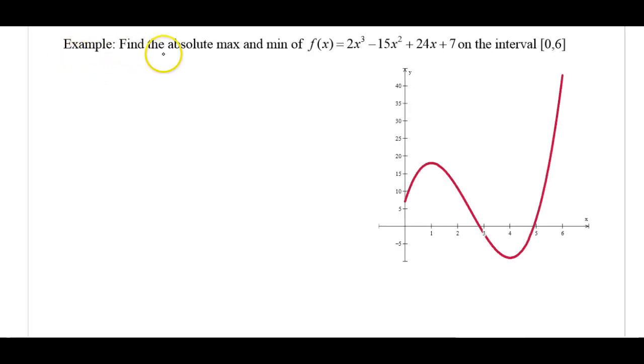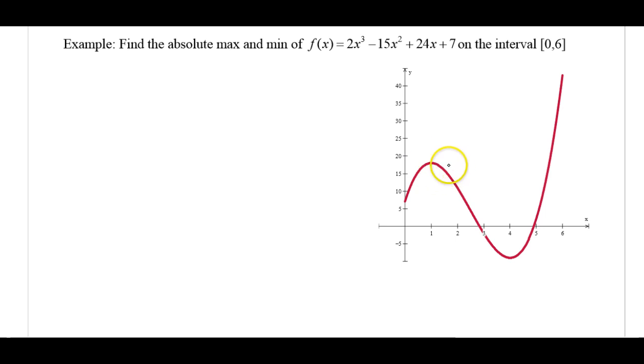Alright, in this first example, we want to find the absolute max and min of the function 2x cubed minus 15x squared plus 24x plus 7 on this closed interval from 0 to 6. You'll notice off to the right here is a graph of this function strictly on x values from 0 to 6. But this would not typically be given in this problem. I just wanted to give this so that it corresponds to all the information we're finding and to really enforce the concept of what we're doing.